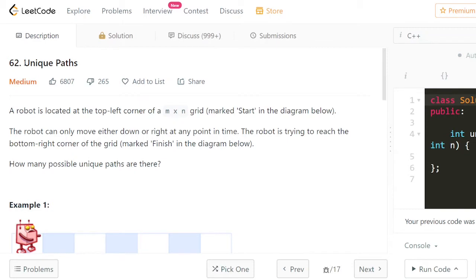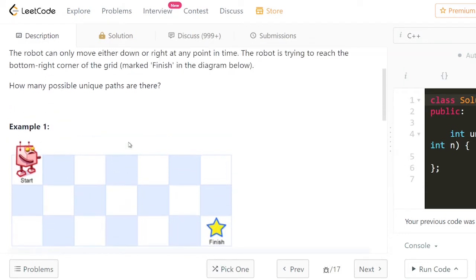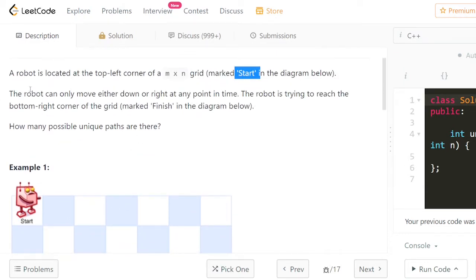So today we are going to solve Unique Paths. It is a medium level question from LeetCode. The question states that we are given a robot which is located at the top left corner of an m cross n grid. That grid is considered to be the starting index. If you consider this diagram, the robot can only move either down or right at any point in time. The robot is trying to reach the bottom right corner of the grid, which is marked as finish in the diagram. Now we need to find how many possible unique paths there can be.